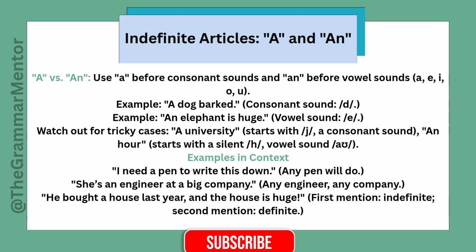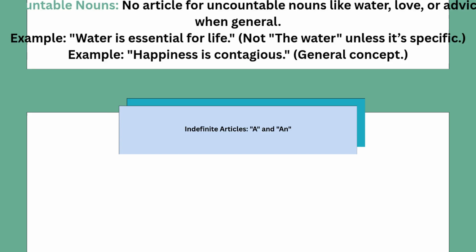Watch out for tricky cases. A university starts with a consonant sound. An hour starts with a silent h, so a vowel sound, ow. Examples and context. I need a pen to write this down. Any pen will do. She's an engineer at a big company. Any engineer, any company. He bought a house last year, and the house is huge. First mention, indefinite. Second mention, definite.